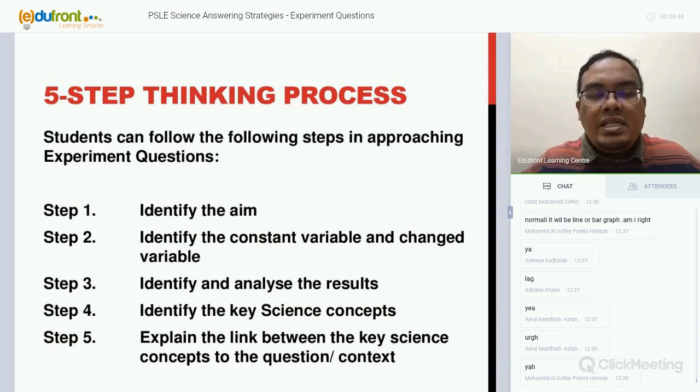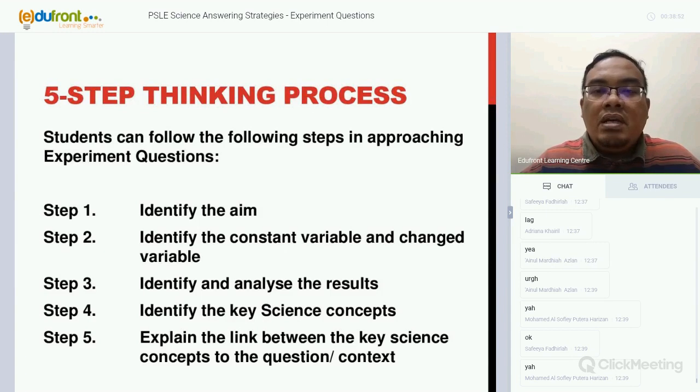All right, so we have questions directly asking you about whether an experiment is fair or not. How to identify whether it is a fair test or not? Now, a fair test can only have one change variable. If there's more than one change variable, it will not be a fair test. So you need to make some modification.